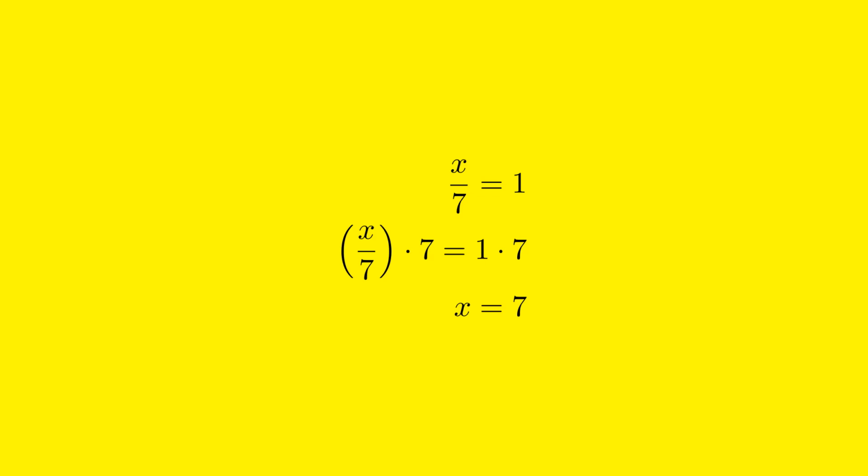Starting with the equation, x divided by 7 equals 1. Multiply the left side by 7 and multiply the right side by 7. This gives us x divided by 7 times 7 equals 1 times 7. On the left side, dividing by 7 and then multiplying by 7 cancels out, leaving us with x. On the right side, 1 times 7 equals 7. Now we have the simplified equation, x equals 7. By multiplying both sides by 7, we have successfully isolated the variable x and solved for it.